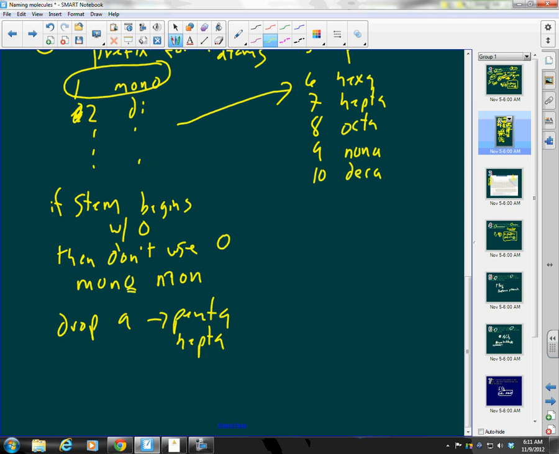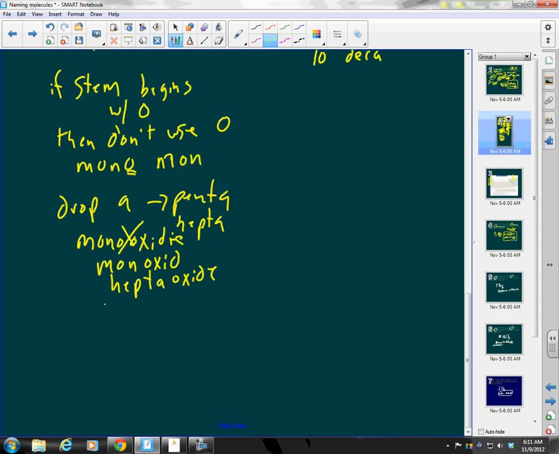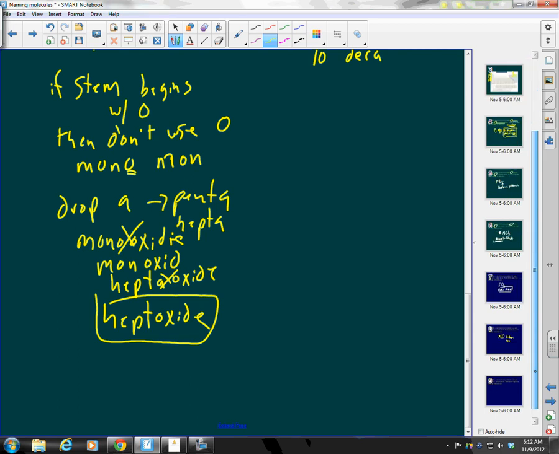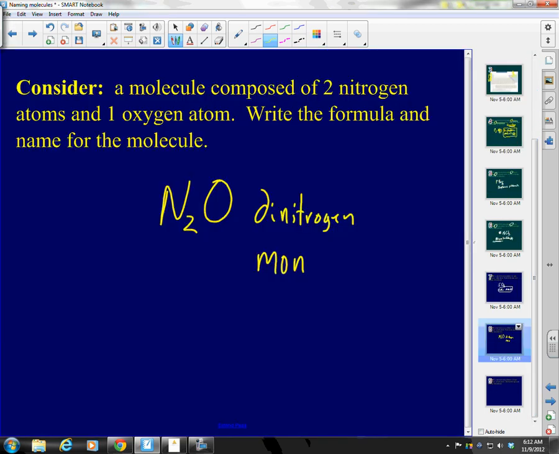So it would not be monooxide. It would be simply monoxide. And it wouldn't be hepta, so that's wrong. It wouldn't be heptaoxide. It would simply be heptoxide. Okay? Good. So we get rid of that alliteration for things like oxygen. Here we go. Where are we? Okay, so how do we name this? Not monooxygen, but monoxide. There we go. Dinitrogen monoxide.